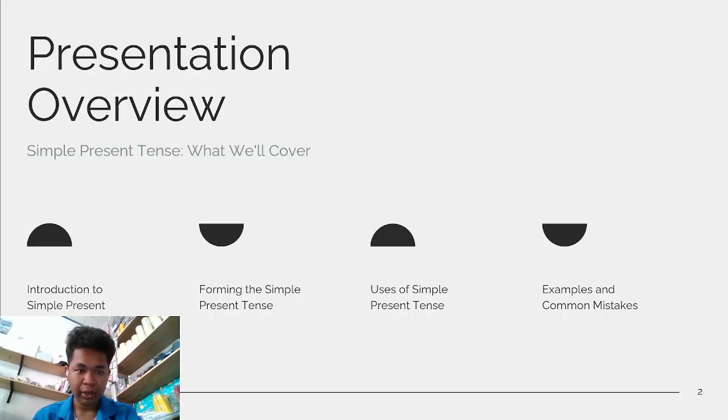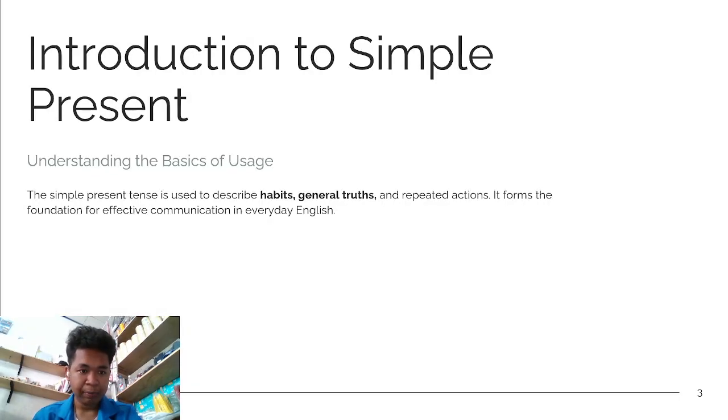So today we're going to get an overview. Let me introduce simple present, understanding the basics of this. What is simple present tense? Simple present tense is used to describe habits, general truths, and habitual actions. It forms the foundation for effective communication in everyday English.